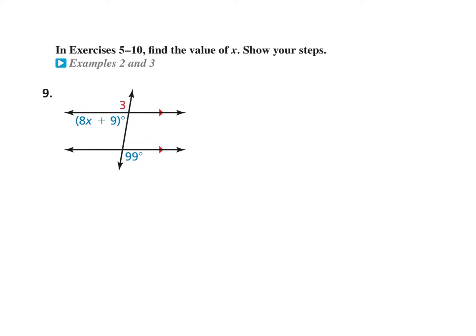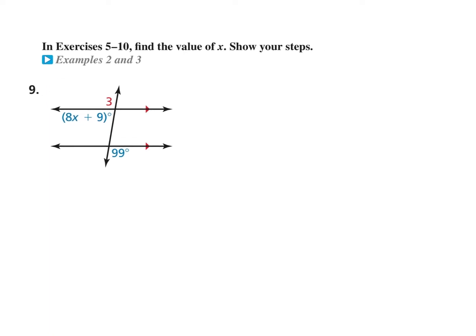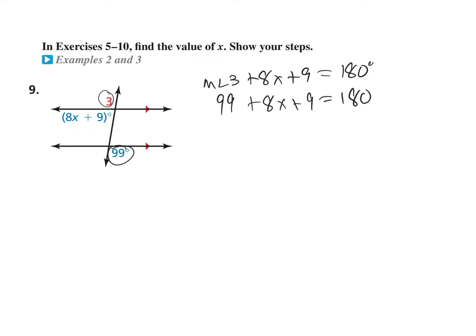Now the value of x. So again, you don't have anything for these two. So angle 3 is a linear pair with 8x plus 9. So the measure of angle 3 plus 8x plus 9 is equal to 180. They're a linear pair. They're supplementary. The angle 3 and 99 degrees are alternate exterior angles, so they're the same. So angle 3 must be 99 degrees. And now we substitute and solve.